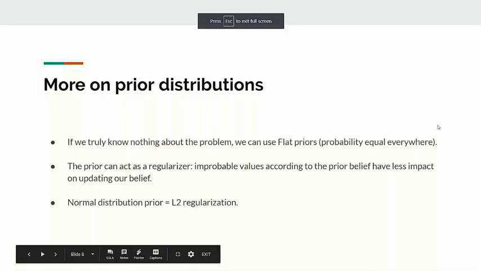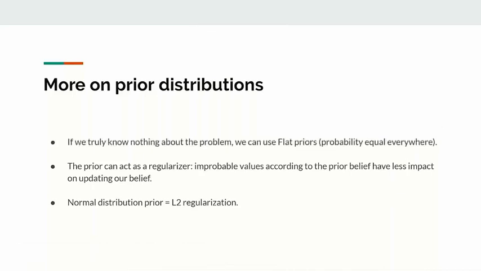Now, if it turns out that we really know absolutely nothing about the problem at hand, we don't have any prior beliefs we want to build in, we can still use a flat prior, which is equal probability everywhere. Another thing to know is that a prior distribution can act as a regularizer, because improbable values in the prior distribution are also highly improbable in the posterior distribution.